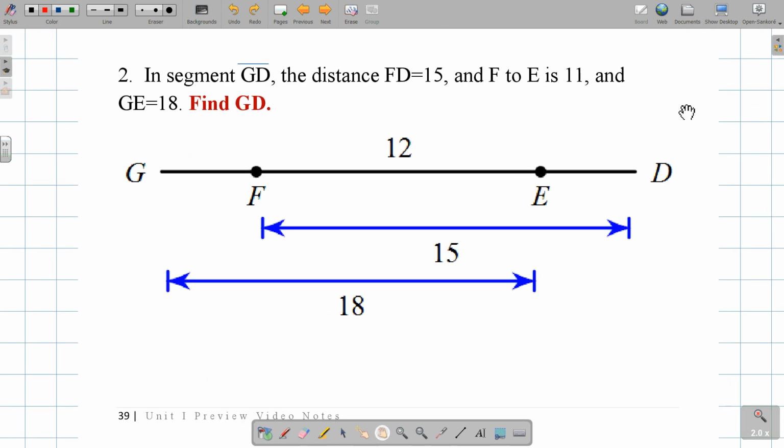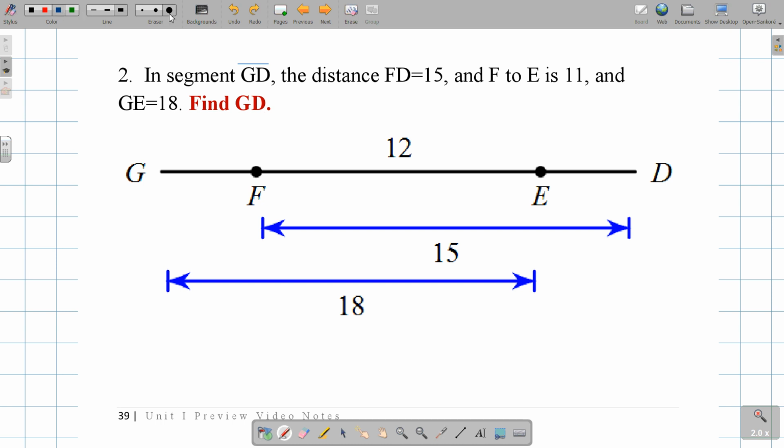and G to E is 18. Find G to D. One step at a time. Ready? F to D is 15. So that's going to be F to D, excuse me, let's keep my color straight here. F to D, so from F to D is 15.